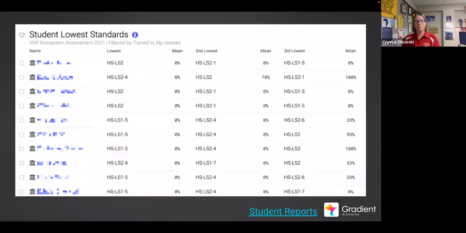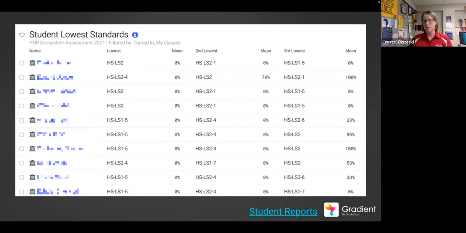Okay, here's another report, one that I liked a lot, especially towards the end of the year when you're looking at, for instance, a state assessment coming up. Prior to this role, I taught science, and in this case we had our biology HSA state assessment. So I could pull up the kids' 3 lowest standards of all standards that were assessed in GradeCam throughout the year. And then I could really focus my review on those.